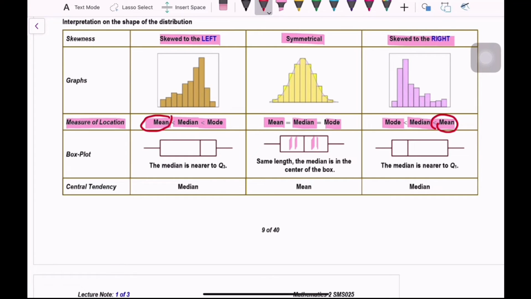If the median is nearer to Q3, then the data is skewed to the left. If the median is nearer to Q1, then the data is skewed to the right.